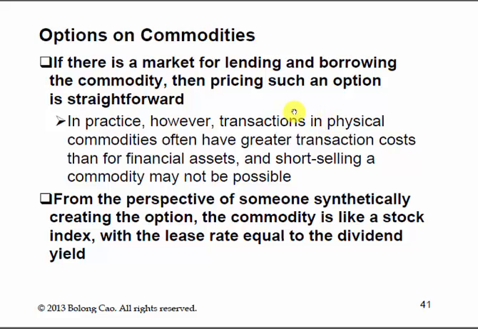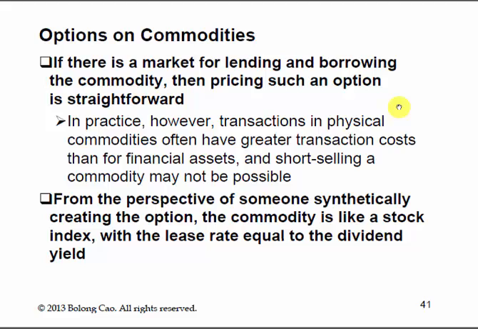Okay, now think about options on commodities. If there is a market for lending and borrowing the commodity, then pricing such an option is straightforward. But in practice, transactions in physical commodities often have greater transaction costs than for financial assets, and short selling a commodity may not be possible.